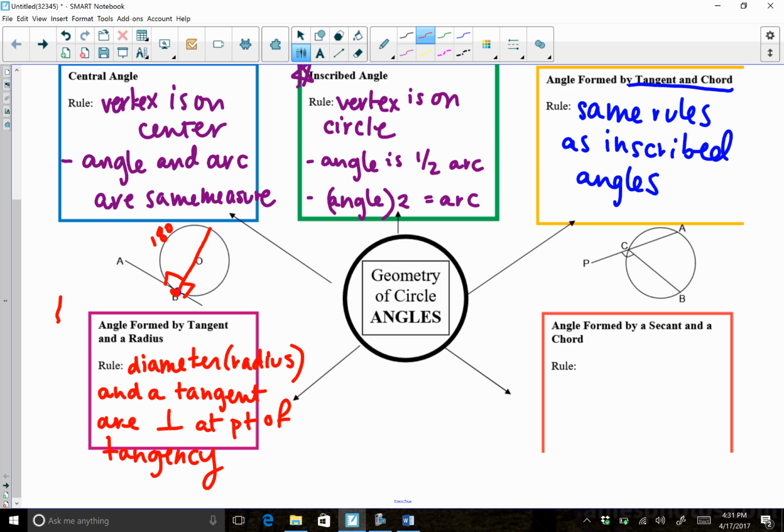One other special case that we looked at, right before break I should say, is when we have a secant and a chord forming an angle. So if I have a secant and a chord forming an angle, this is your sneaky angle.